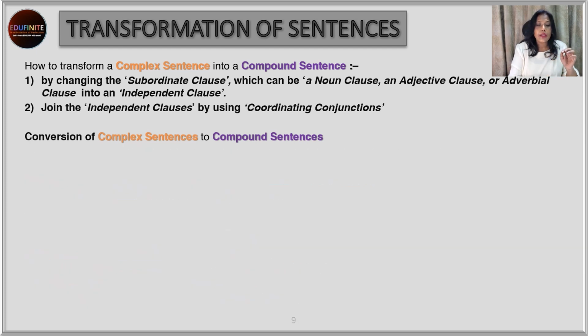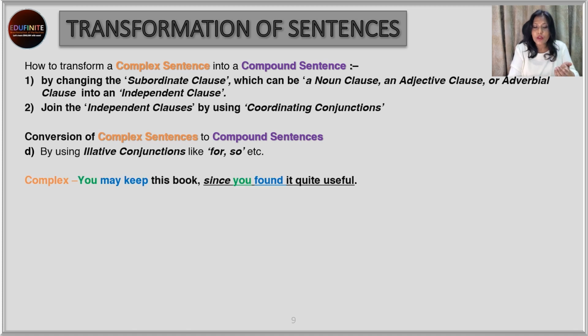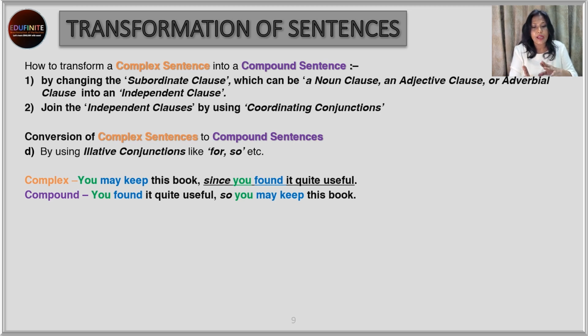Well, now how do we transform the complex sentence to a compound sentence? This is the last phase, by using illative conjunctions like for, so, etc. So let's look into some of the examples. You may keep this book since you found it quite useful is the complex sentence. Now, what do we do? We remove the subordinating conjunction since and turn that into an independent clause. You found it quite useful. So we bring that right in front of the sentence. We write, you found it quite useful. And then we use the illative conjunction so, you may keep this book. So this is how we transform it into a compound sentence.